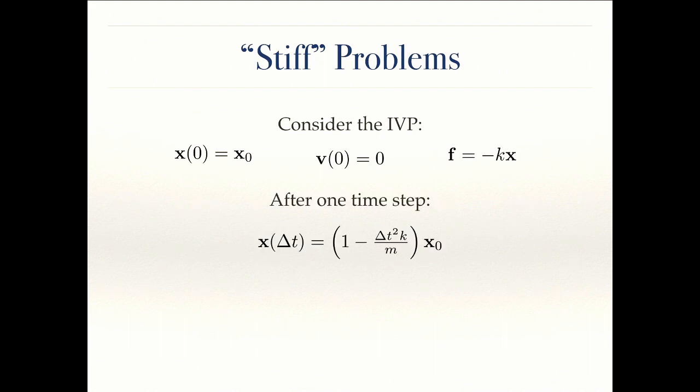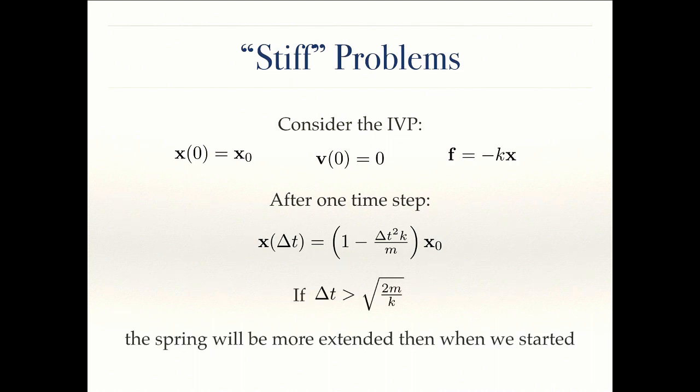After one time step, the position is updated to 1 minus delta t squared k over m. And if delta t is greater than the square root of 2m over k, the spring will be more extended than when we started. And this is what we call a stiff problem. Well, for certain time steps, this is what we call a stiff problem.